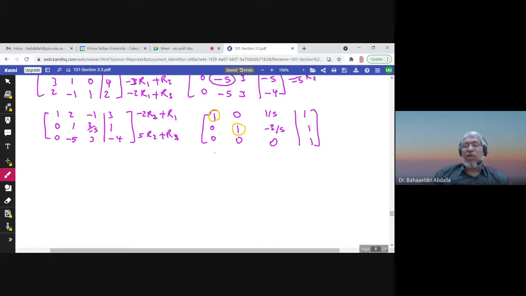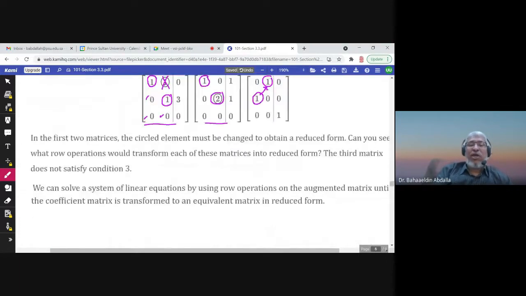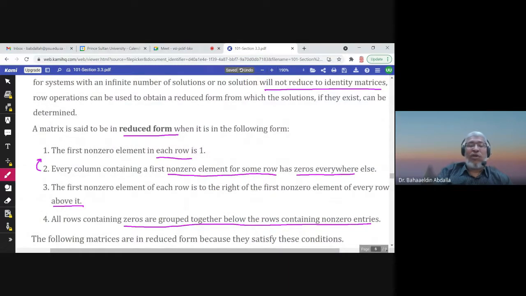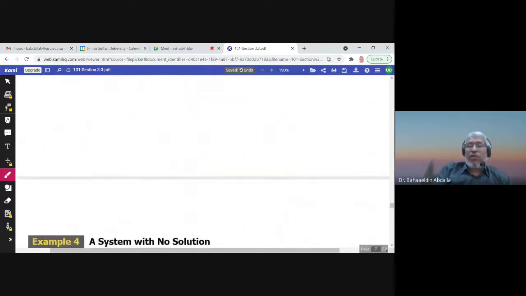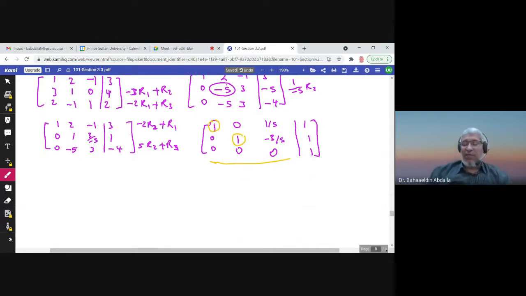Of course, we are talking about the coefficient matrix. These four conditions are applied only in the coefficient matrix. So the first and the second conditions are satisfied. The third condition, this one is to the right of this one, that's good. The fourth condition, this row has all zeros. It is the last row, so that's excellent. So finished. This is in the reduced form.